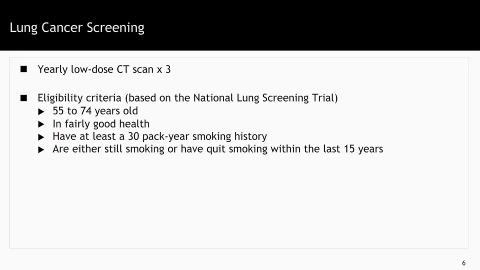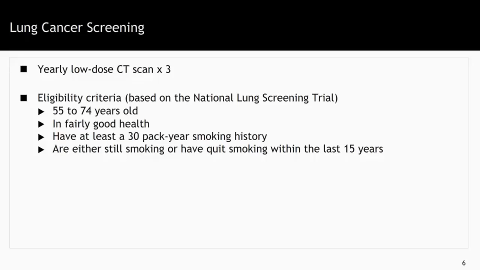If they had smoked a half a pack a day for 30 years, they would have a 15-pack year smoking history. If you smoked 2 packs per day per year, it would be a 60-pack year smoking history. The other way to be eligible for this trial was to be still smoking or have quit smoking within the last 15 years.